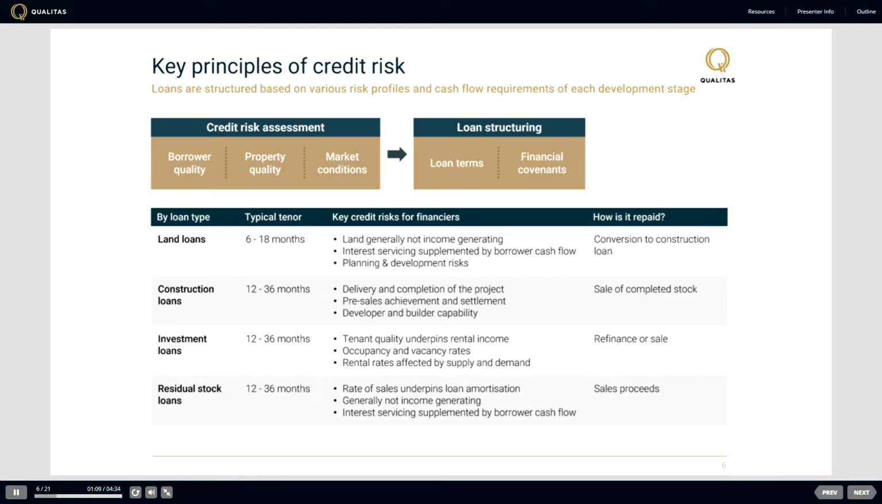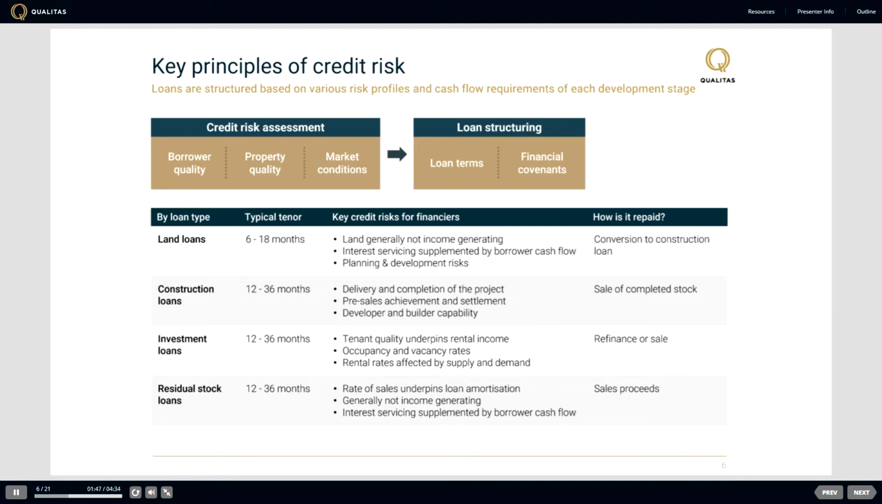Once these key areas are assessed, the financier can then structure the loan. For example, determine the appropriate loan terms and any financial covenants for their risk appetite. An important financial covenant, for example, is the loan-to-value ratio. As such, how much to lend against the value of the property. Other financial covenants can be the level of property cash flow that covers interest, for example, the interest cover ratio, or the minimum pre-sales to be achieved before construction funding can commence.